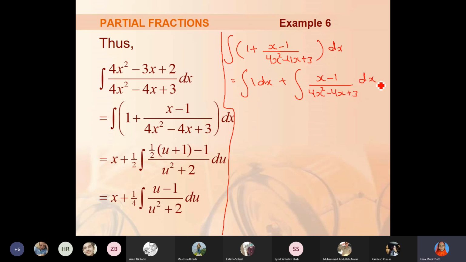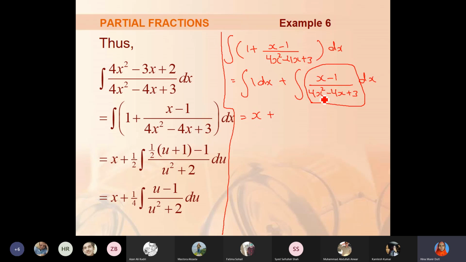Now 4x square minus 4x plus 3 is reducible or irreducible? Check it please. Find b square minus 4ac. Irreducible, so it cannot be factorized. So it cannot be decomposed into partial fractions. So here the partial fraction method is not applied. We just need to integrate this. एक ही factor है. Integration of 1 with respect to x is x plus.